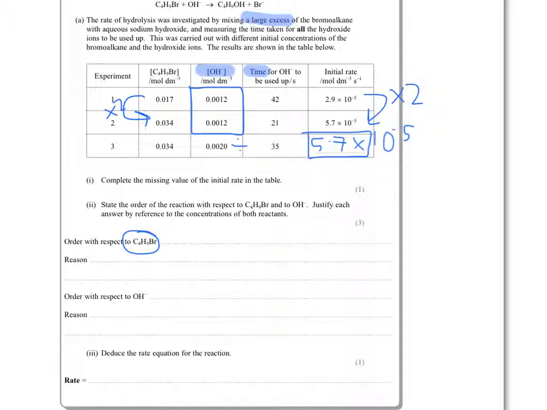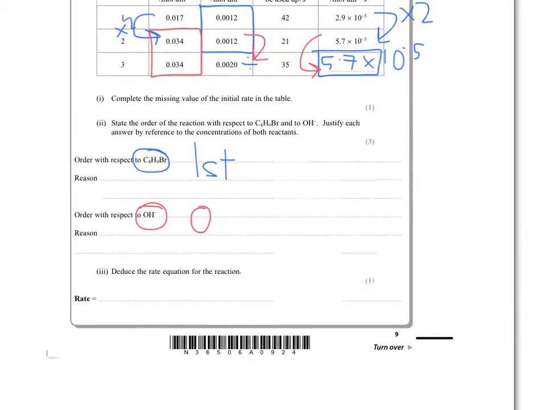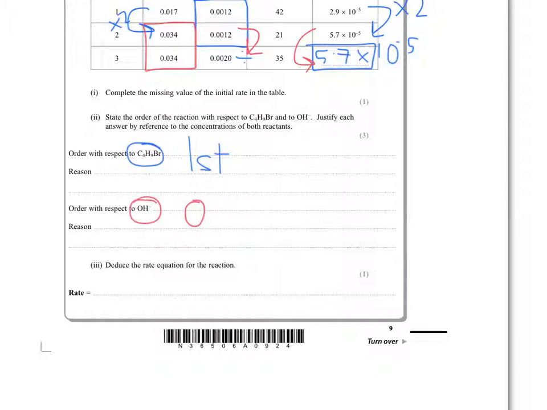For our other reagent, the OH-, we're looking now for somewhere where the C4H9Br is constant. If we look now, the change in OH- actually has no effect on the change in rate, so that means it is zero order with respect to OH-, but as we said, first order with respect to C4H9Br. From this information we can now work out the rate equation.